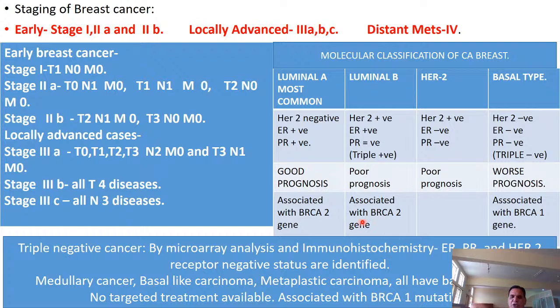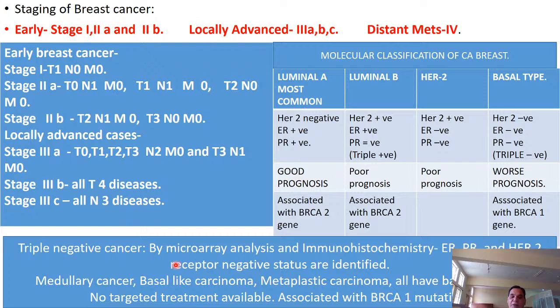And remember these two things. For all luminal malignancies, associated BRCA2. BRCA2 has got a good prognosis. And here it is associated with BRCA1. Basal type is triple negative BRCA1. It has got a very bad prognosis. So this is how you have to remember. BRCA1 bad prognosis, BRCA2 sometimes good, sometimes bad prognosis. It depends on the triple positive or triple negative.